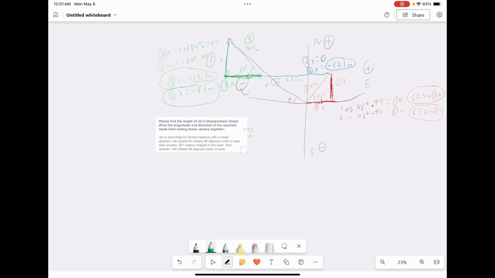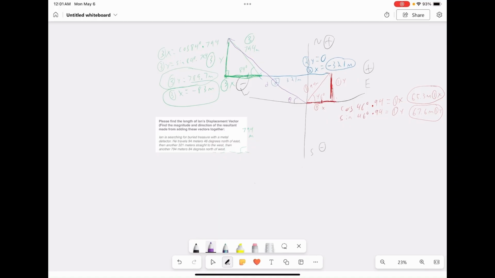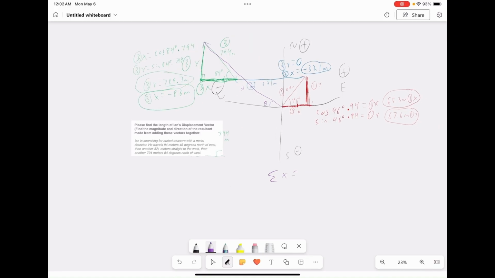That means I can find the components of my final vector here, the one that I drew in purple, the total that I want to find for the question. So I can say that the sum of my x components will give me the x component of my purple, which is going to be 65.3 plus negative 321 plus negative 83. And also the sum of my y components will equal the y component of my final vector, which is going to be positive 67.6 plus 0 from the second vector plus positive 789.7.